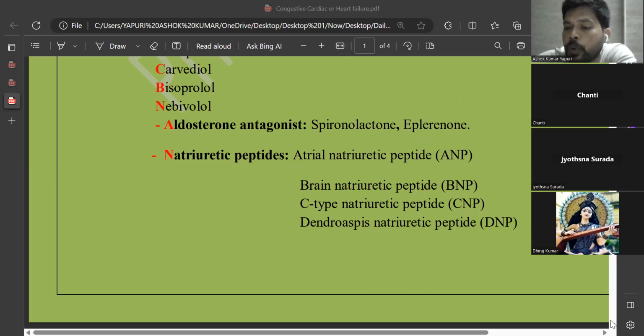As you know, in CHF there is retention of sodium, and along with sodium, water also is retained. If you eliminate the sodium, sodium and water go outside of the body through the urine. So there is a decreased fluid volume and decreased fluid load on the heart also. When sodium and water go out, the fluid volume in the body decreases, and thereby the load on the heart also decreases.